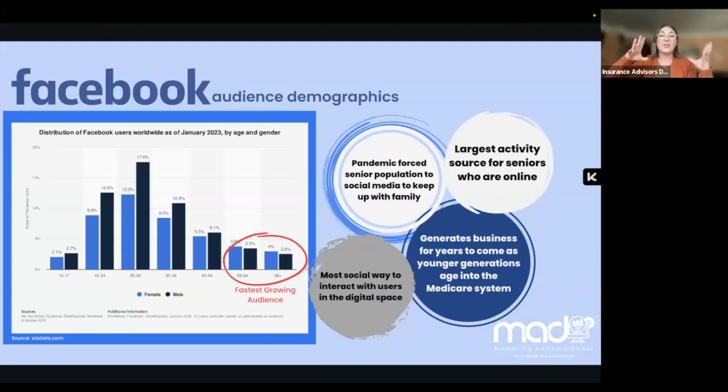So these people that have been using Facebook for the last 10 to 15 years are now starting to age into the Medicare system. So all of these people are really going to be on Facebook. We've got the fastest growing audience down here, ages 55 to 64 and then 65 plus. Even though these only make up a good 10% of Facebook's total audience, it is the fastest growing.